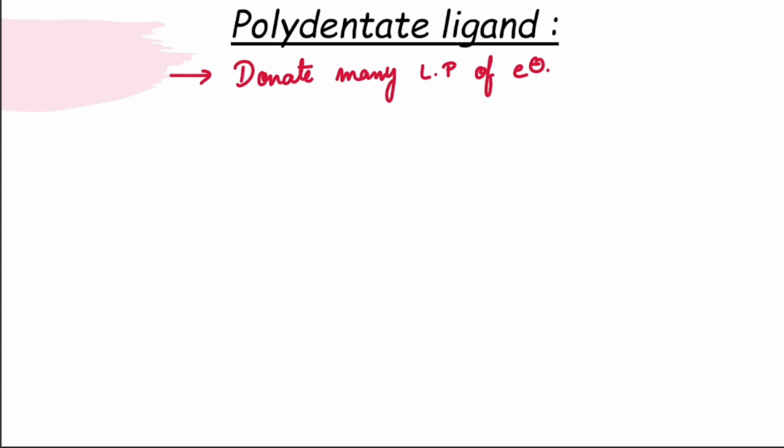Okay, now let's see an example for the polydentate ligand. We have seen only examples up to tridentate ligand. We have tetradentate, pentadentate, hexadentate and everything, but it's not that important. For class 12, this is enough. Okay, now let's see some examples. That is EDTA. EDTA comes under the polydentate ligand. It is actually a hexadentate ligand. That means it donates 6 lone pairs of electrons.